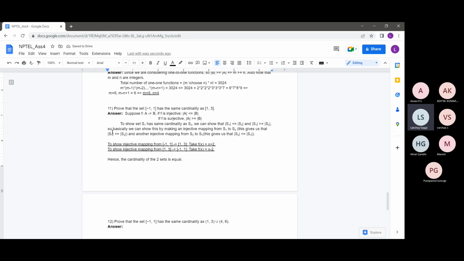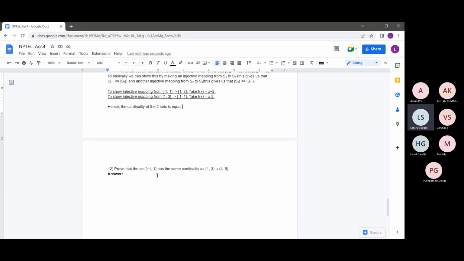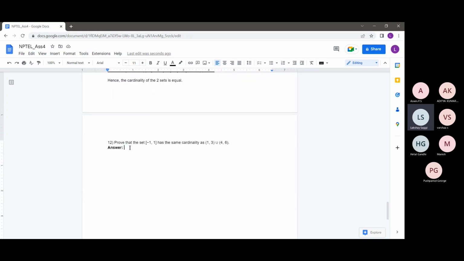I just introduced this 11th question as a preface to the actual harder question. This was an easier question, where f of x was clearer. So now let's suppose we have to show, sorry guys, the 12th question. So now we have to show that the set -1 to 1 has the same cardinality as a set which consists of two disjoint intervals. And note that here this interval is closed, -1 and 1 are closed. Here these intervals are open at 1 and 3 and 4 and 6.